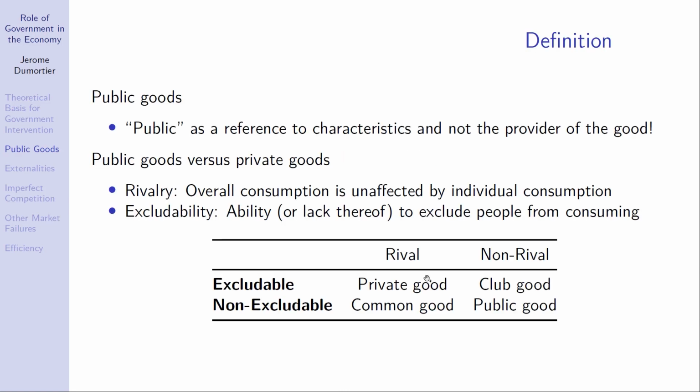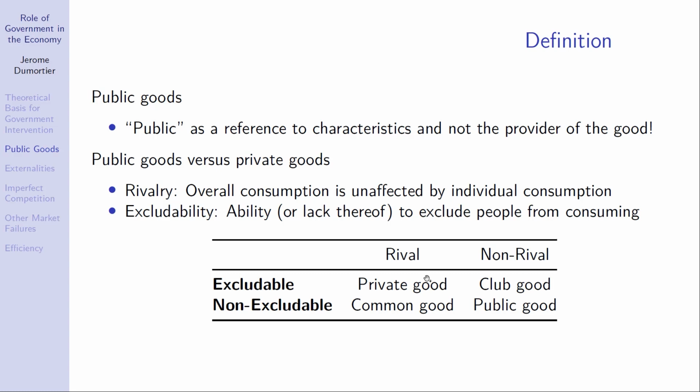Now, let us talk about some market failures, specifically public goods, externalities, and imperfect competition, and show why government should intervene and how efficiency can be restored. So a public good is a characteristic and does not refer to the provider of the good. You can categorize goods along two dimensions: rivalry and excludability.